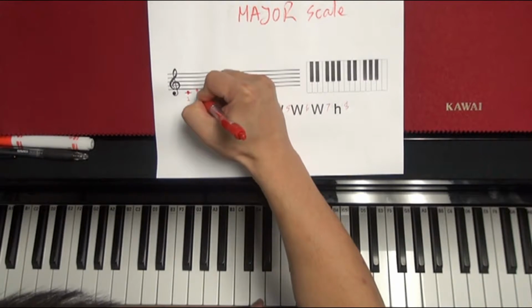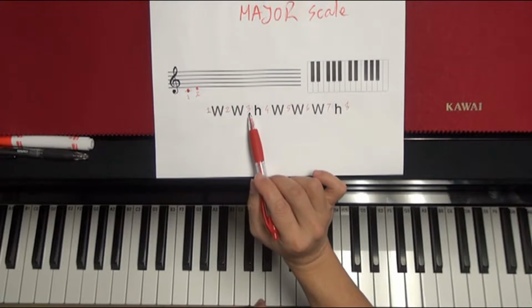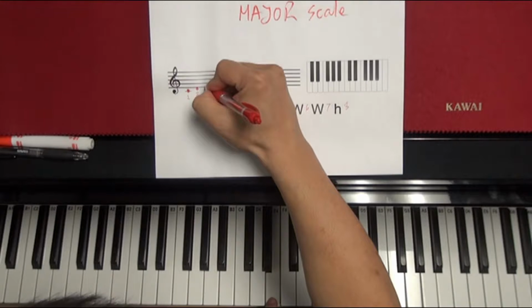That's note number 2. Now, the formula says from the second note to the third note needs to also be a whole step. So from D to E, that's another whole step, right? So that's an E.